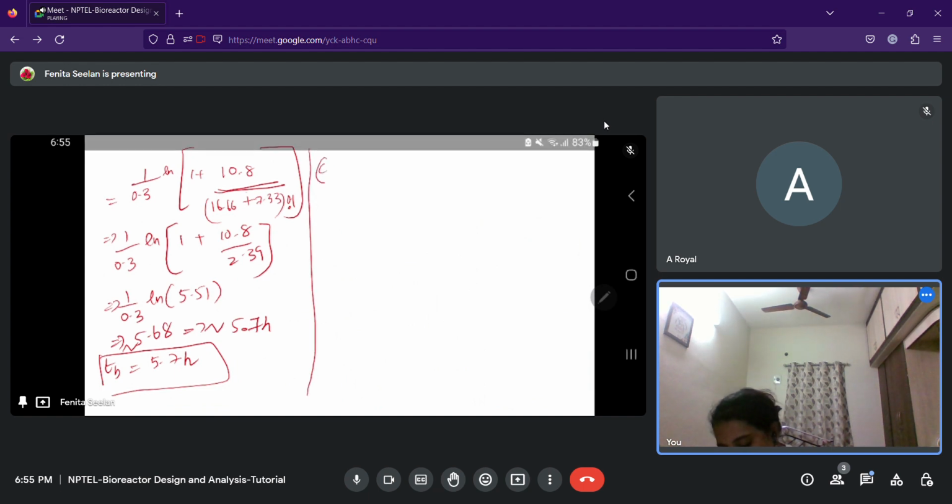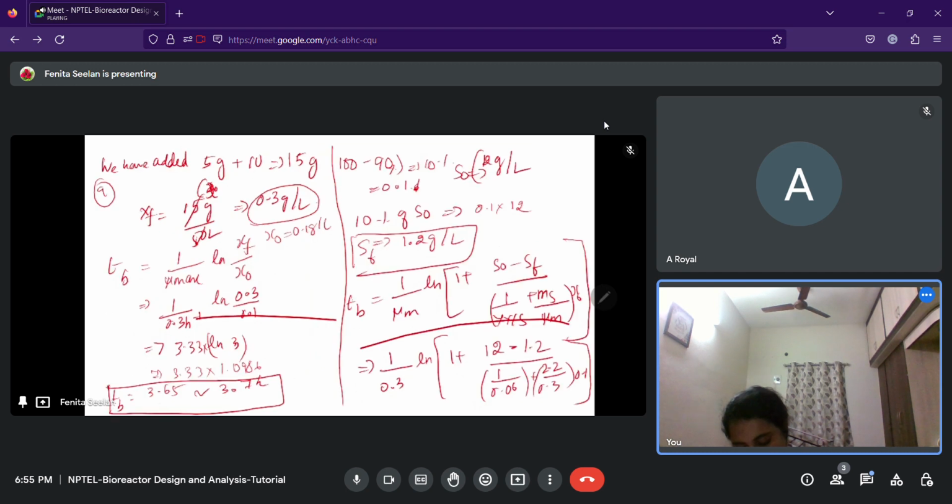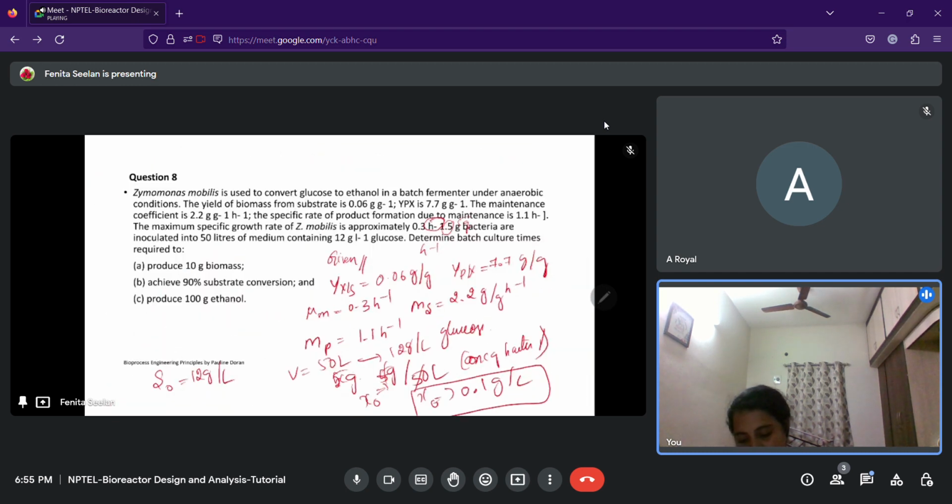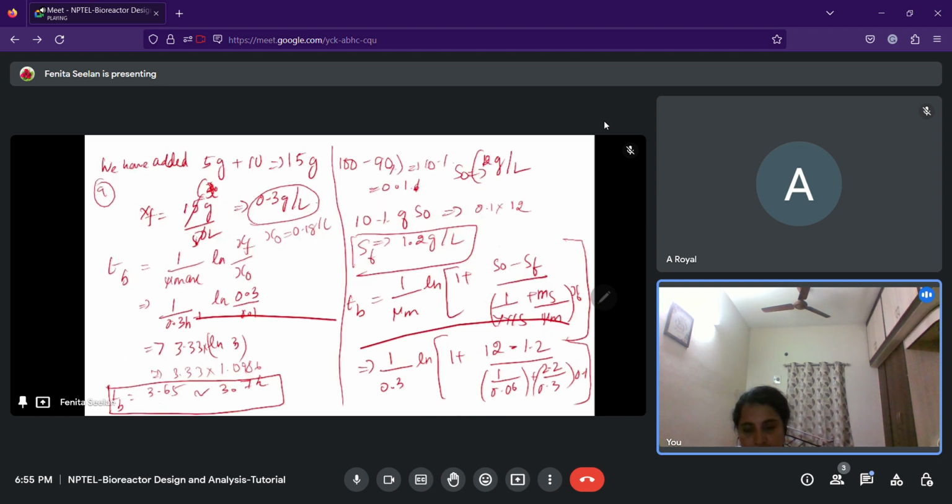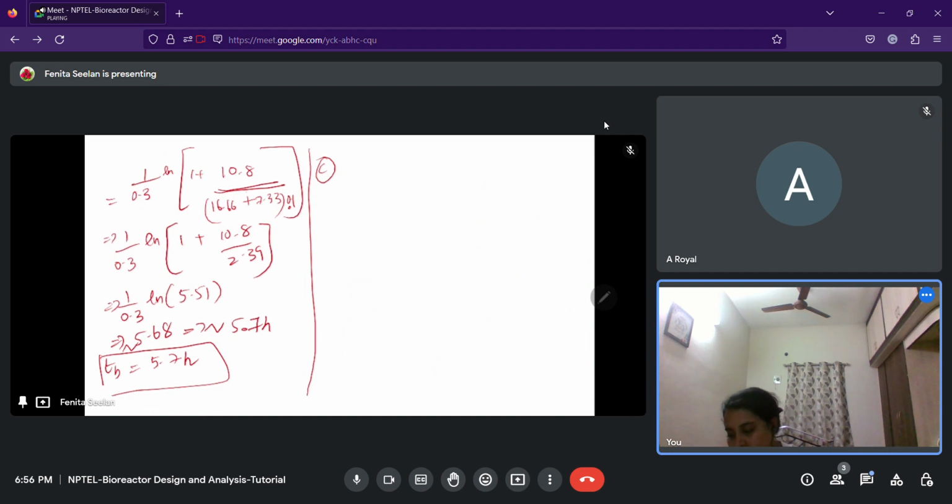So come to part C. Calculate the time required to produce 100 gram of ethanol. Ethanol is our product. The first thing we solved is with respect to biomass. The batch time we have calculated with respect to biomass. The second one is with respect to substrate, and with respect to product we have left to solve. So let's start solving that.